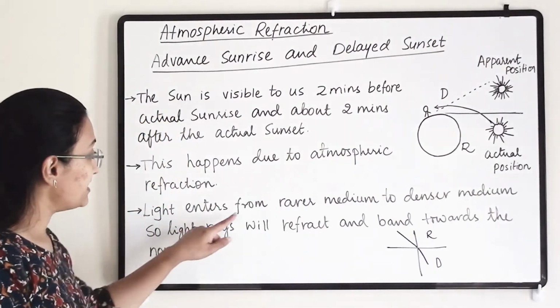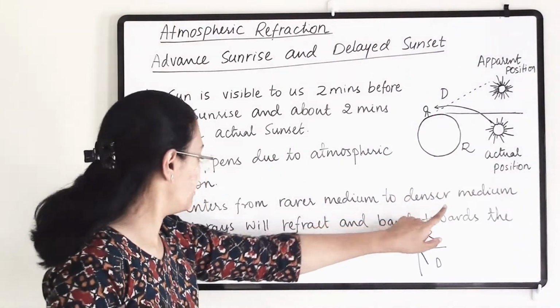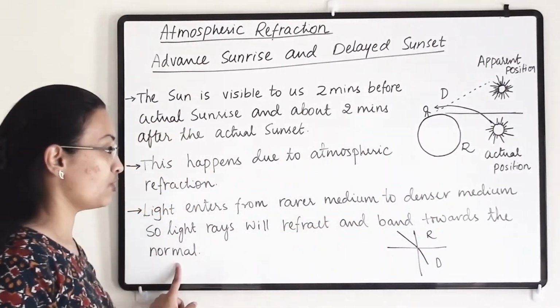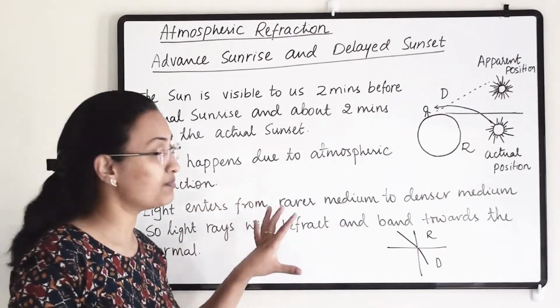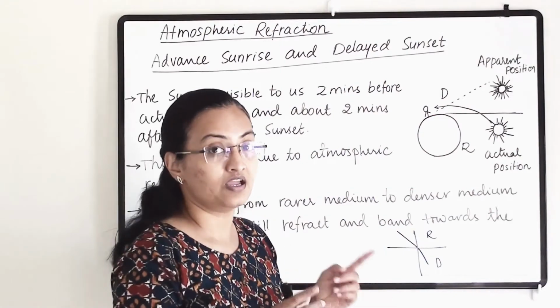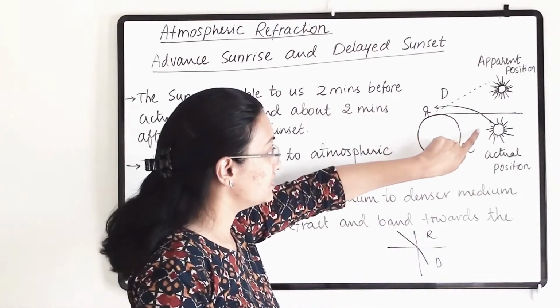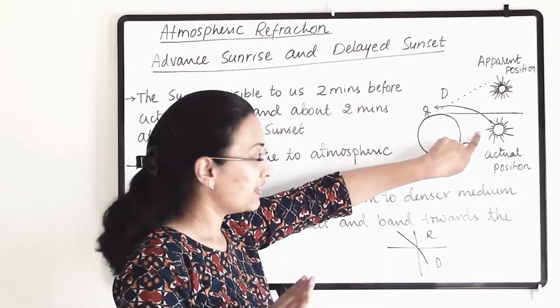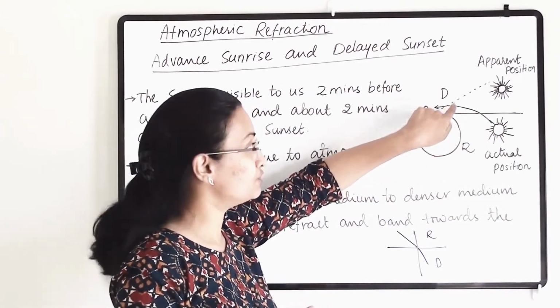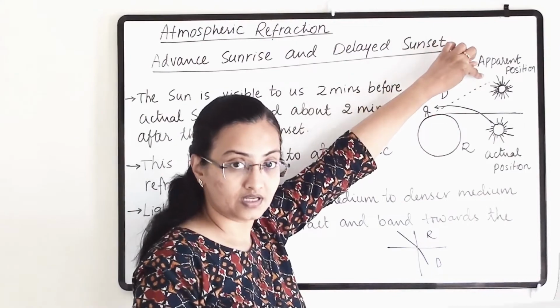So light enters from a rarer medium to a denser medium, so light rays will refract and bend towards the normal. This reason will remain the same for both sunrise and sunset, because in both situations the sun will remain here and the light rays will bend towards the normal, and we will be able to see the apparent position over here.